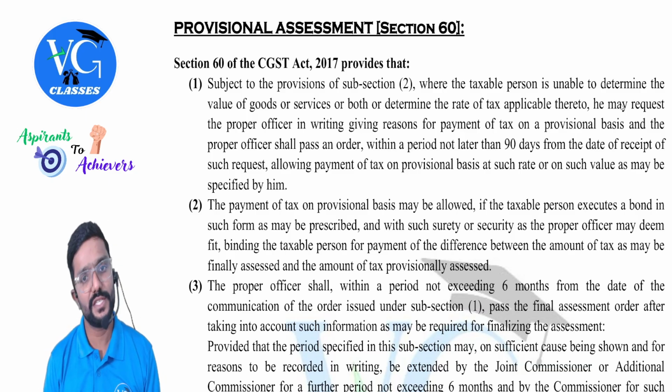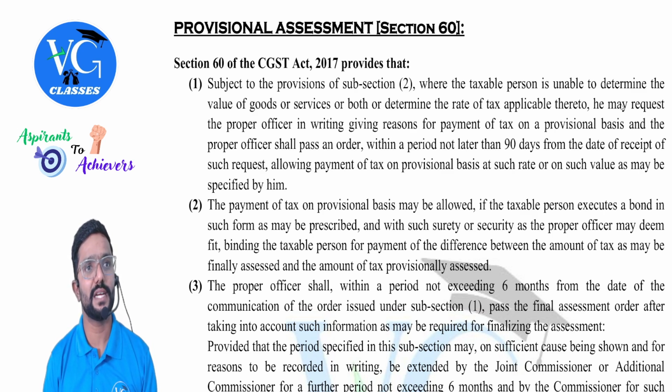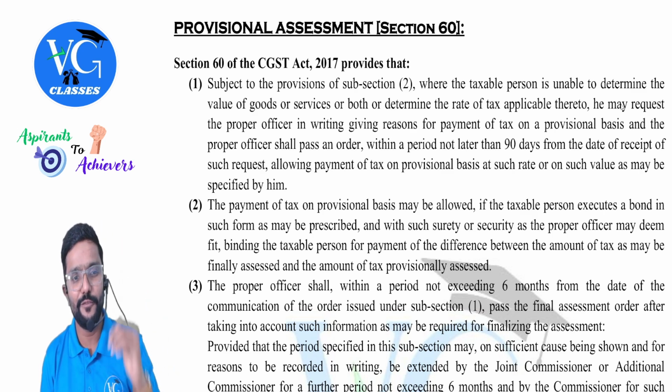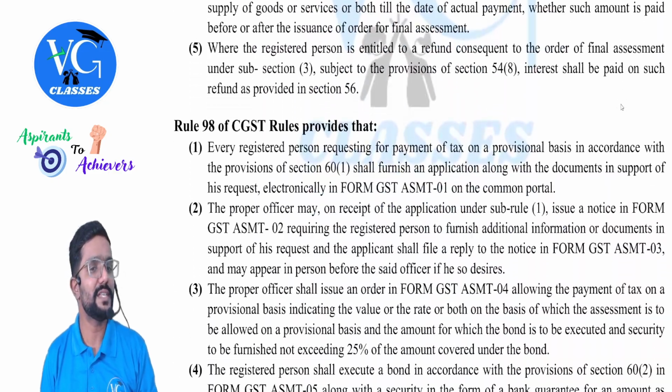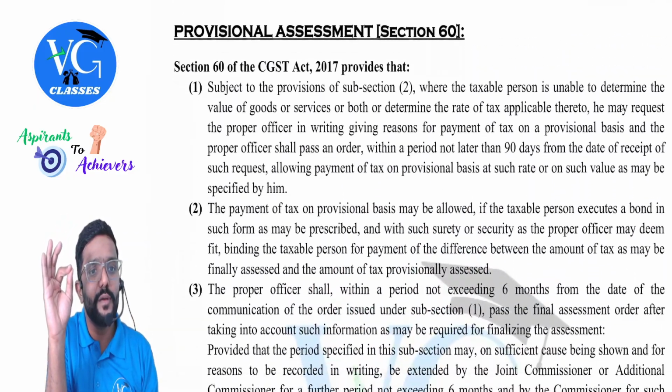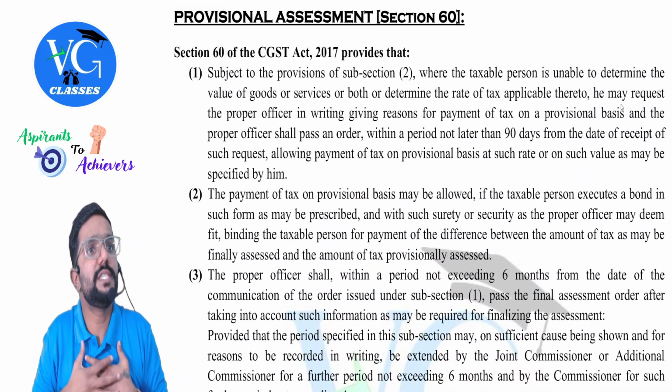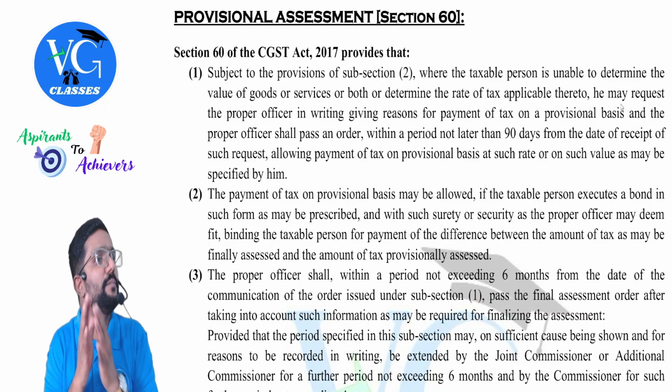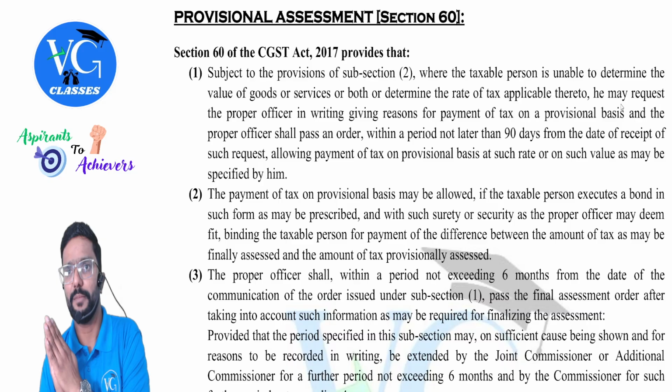Provisional assessment, section 60. Section 60 of the CGST Act 2017 provides that... guys, do you understand the steps now? Before reading, because too much is there to understand, it is very simple. Who is asking for provisional assessment? The registered person. For whom is he requesting? The proper officer, or in simple terms, the GST department.